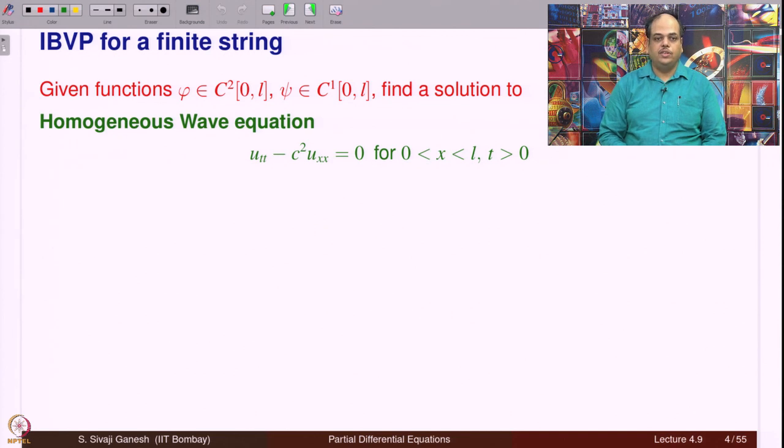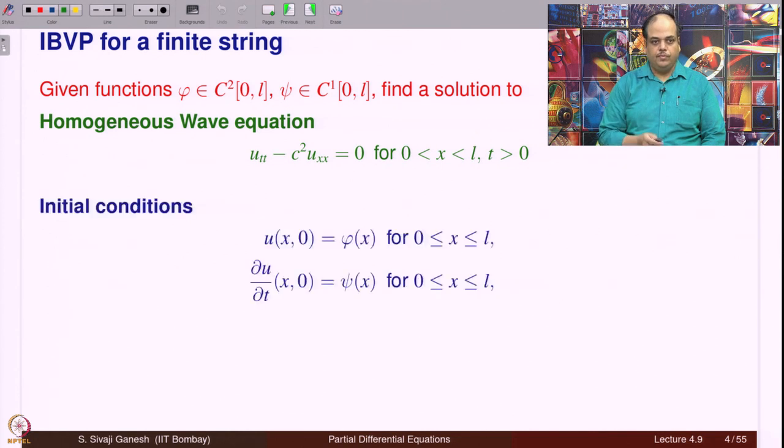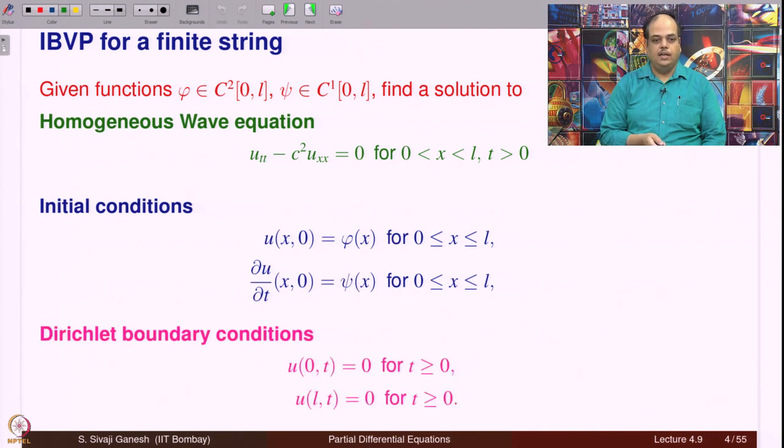Find a solution to the homogeneous wave equation. It means the IBVP we are going to consider is the homogeneous wave equation posed on the domain x in (0, L), t positive, with the initial conditions: the initial displacement is phi of x and the initial velocity is psi of x, and Dirichlet boundary conditions. These are new compared to the Cauchy problem in R. That is because we are considering x in the domain (0, L). So, it has two boundary points, namely x equal to 0 and x equal to L, and there we describe u(0, t) equal to 0 and u(L, t) equal to 0.